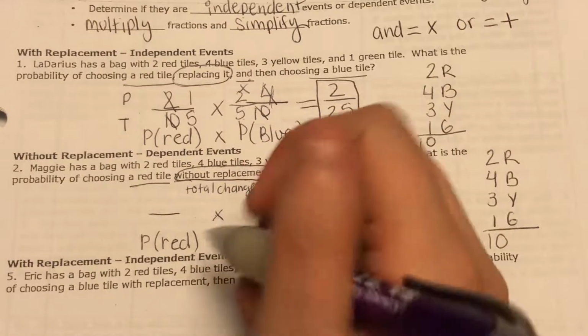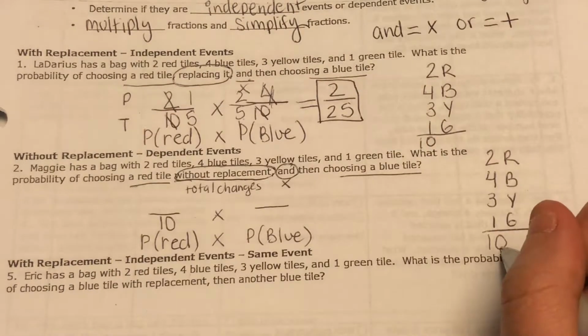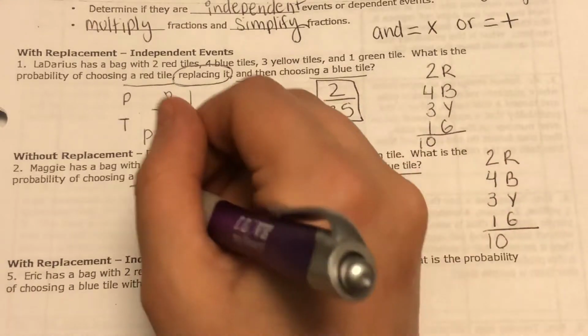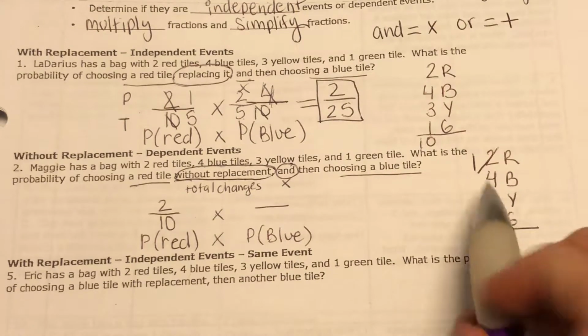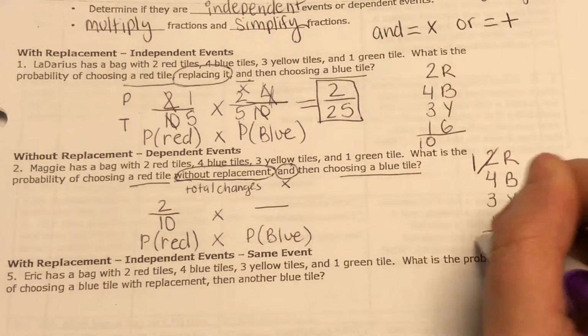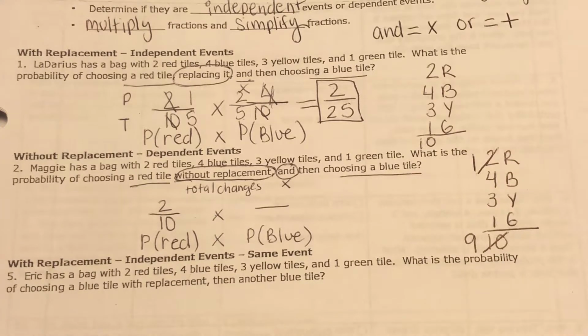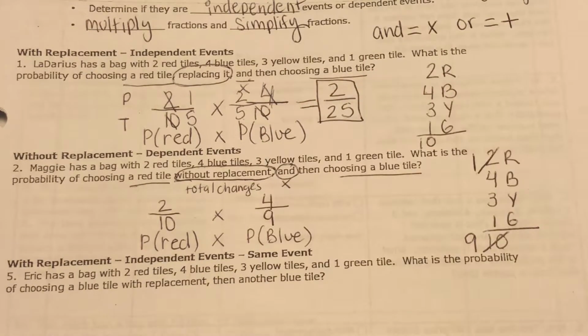They subtract by 1. So at first I have 10 total tiles, but I choose a red, so I have 2 red out of 10, but I choose a red and I don't replace it, so now I have 1 red. Okay, well then my total changes not from 10 but to 9. So I have 9 on my denominator. Well, how many blue do I have? I have 4 blue out of 9.